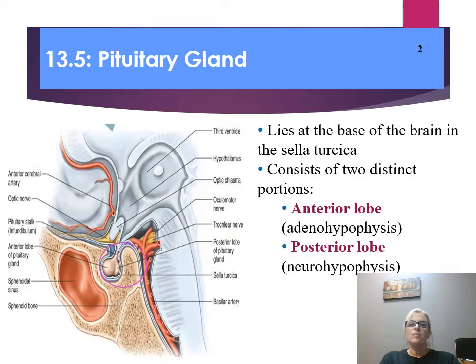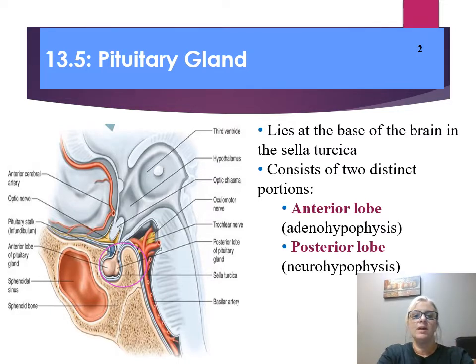So next here, we've got the pituitary gland. The pituitary regulates the functions of other endocrine glands, kind of like the conductor of an orchestra. We often call it the master gland, although the hypothalamus often stimulates the pituitary, so it's got a little helper. You know, sometimes conductors will have somebody that will stand in for them. And so the pituitary gland lies at the base of the brain in the sella turcica.